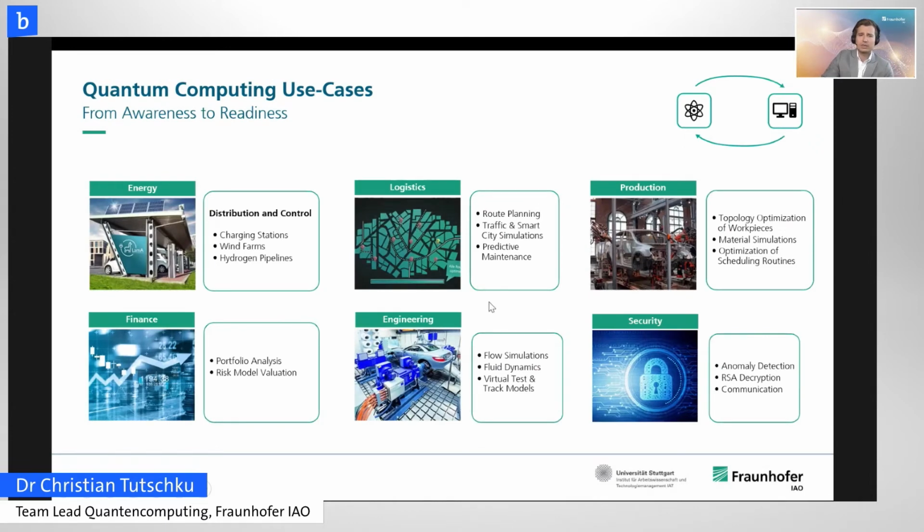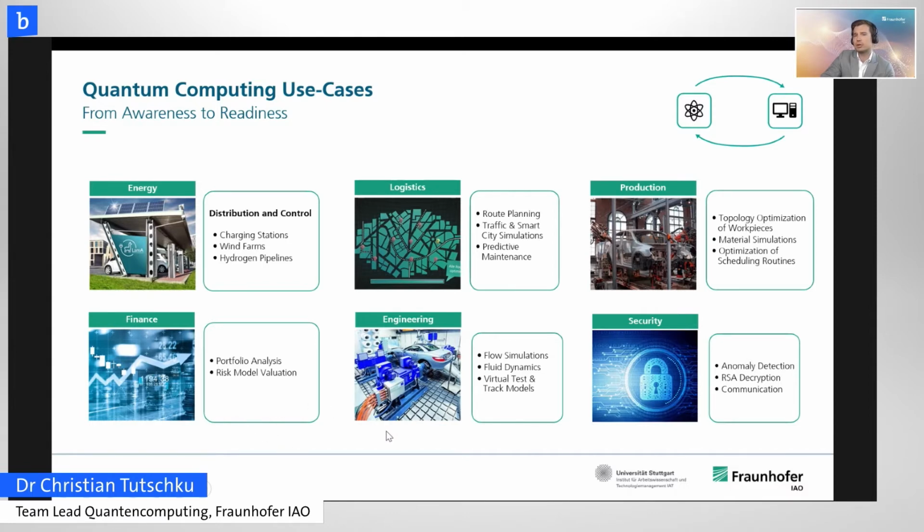But where can we find these ingredients? What are the use cases we're currently tackling? This goes through all of the branches. There is no special branch which is just reserved for quantum computing. You can find it everywhere. Distribution or combinatorial optimization problems, for example distribution and control of charging stations and hydrogen pipelines, but also in the logistics sector, the route planning for trucks, or predictive maintenance and routing problems, or in production, the job shop scheduling problems and the optimization of scheduling routines, which is one of the big application areas we're currently looking at, as well as the finance sector with portfolio analysis and risk model valuation.